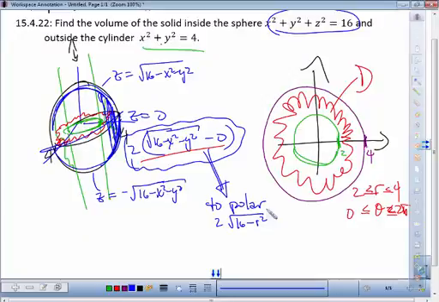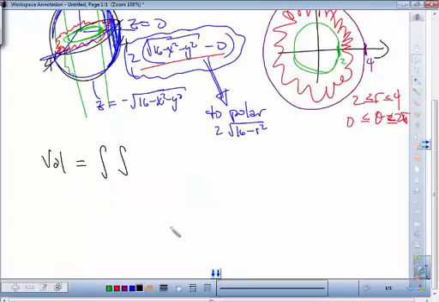Okay? We'll set up our integral. So the volume is going to equal a double integral. The inside of the integral is going to be a constant 2 times the square root of 16 minus r squared. And when we integrate with respect to r and theta, remember we include the extra r. This is the extra r that comes from the change of variables from Cartesian to polar. Our r limits go from 2 to 4, and then we integrate with respect to theta from 0 to 2 pi.